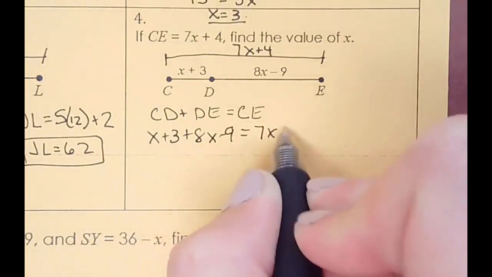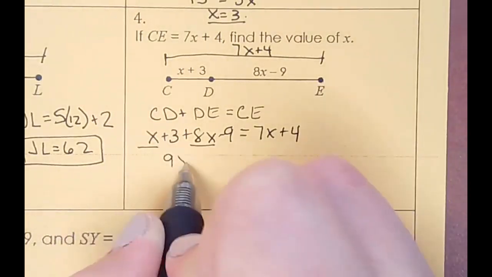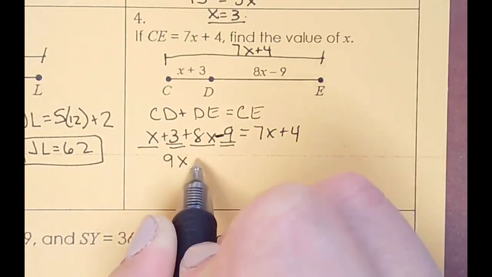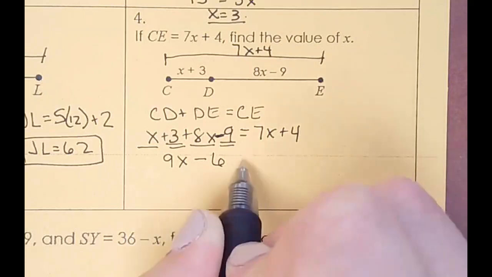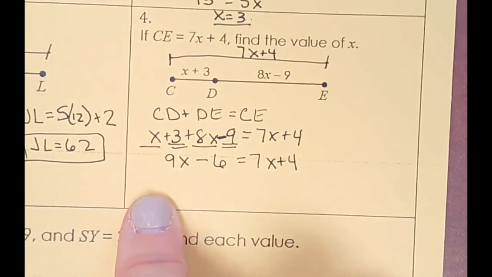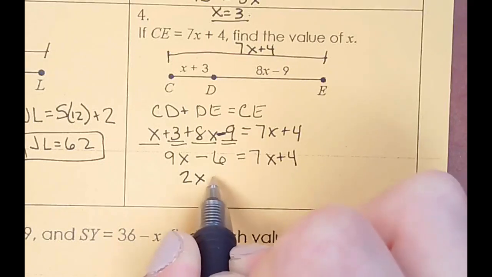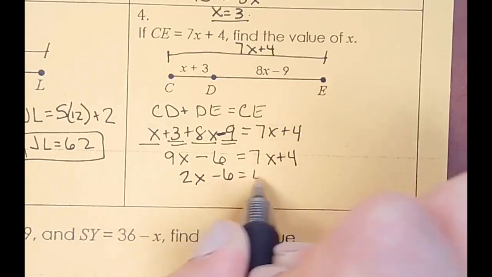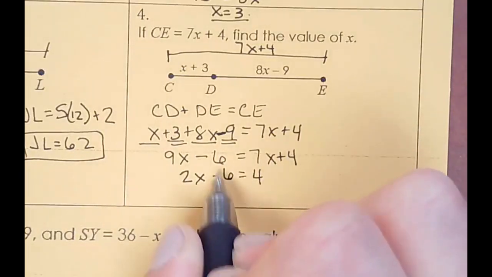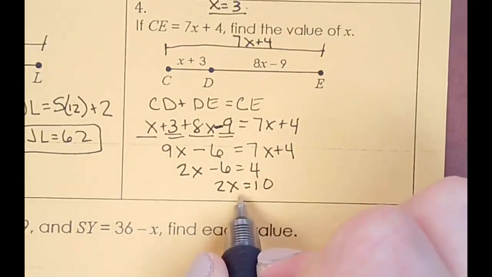Combining my like terms, x plus 8x is 9x. 3 minus 9 is negative 6, equals 7x plus 4. Move this 7x to the left through subtraction, so 9 minus 7 is 2x. Drop down your minus 6 equals 4. You could move the 6 in the same step if you wanted to. So let's add 6 on both sides, so 2x equals 10. Divide both sides by 2, so x equals 5. That was my final answer, what I was looking for.